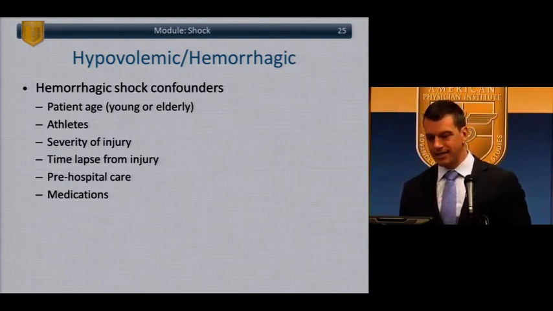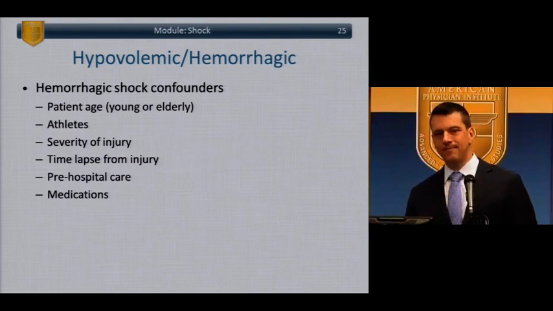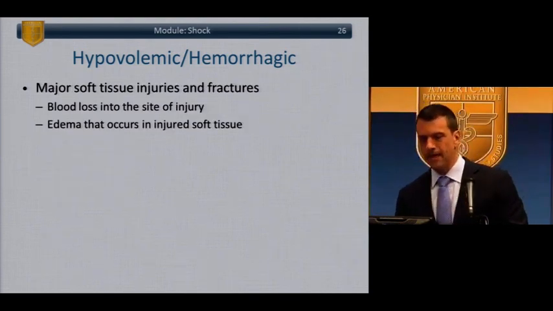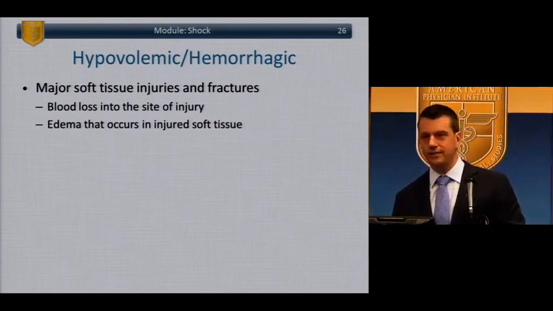The severity of injury can collapse. The time from injury, what may have been done in the field. Did they already get 2 liters of fluid that you're not aware of? Have they been given blood on transport? And what medications did the patient receive? Were they agitated? Did they get a bunch of sedatives? These can be confounders in that initial assessment. Major soft tissue injuries and fractures, again, lots of blood loss can go. And in addition, all of this damaged tissue will eventually become leaky and edematous, and you lose a lot of fluids just into the bruising and contusions that go around these injuries.